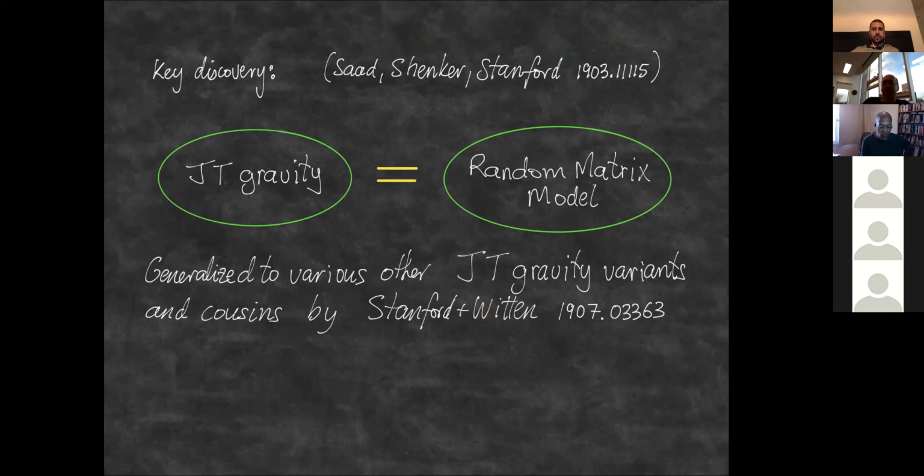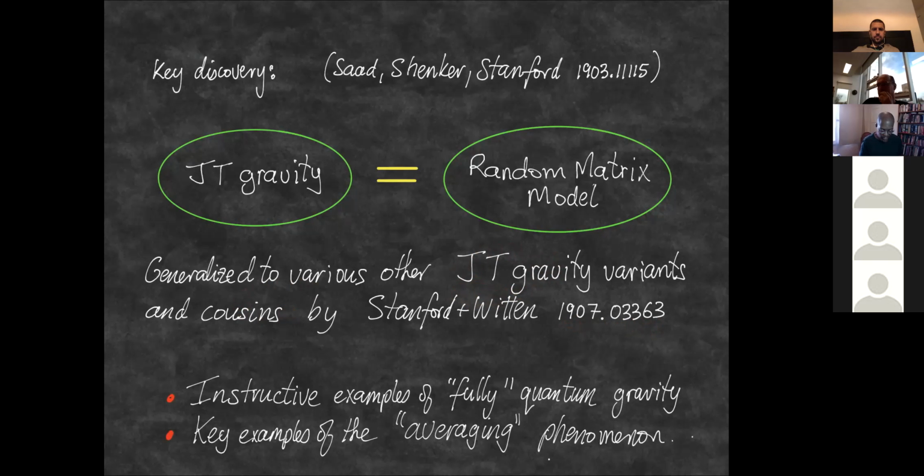And one of the motivations is that these are, of course, instructive examples of, if you like, a fully working quantum theory of gravity, where we're summing over all spacetime geometries and topologies in some way where we can control everything. So that's nice to see and worthwhile studying. And then it's also a key example of this averaging phenomenon we've been talking about in various guises throughout this workshop and beyond.